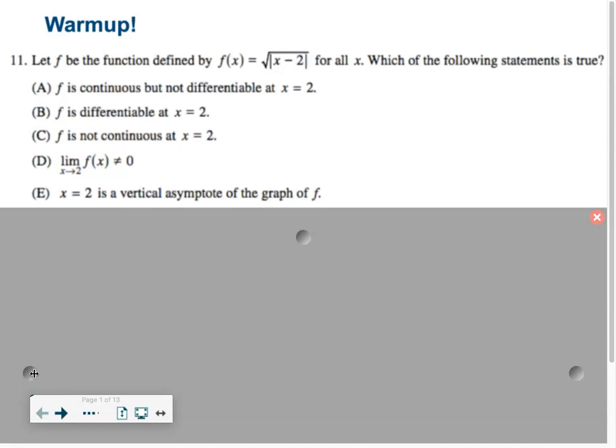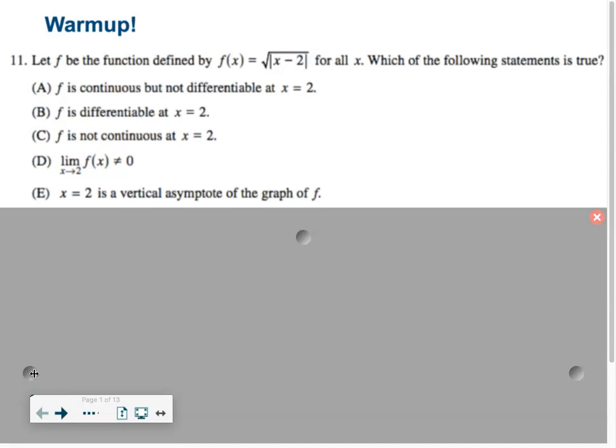Yes. Is there like a hole? There's a dot, because the function's defined at 2. 2 minus 2 is 0. You have a dot there. But it's not differentiable. So the answer is continuous but not differentiable.